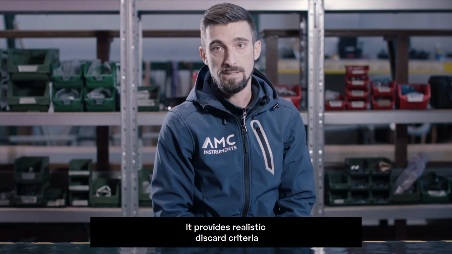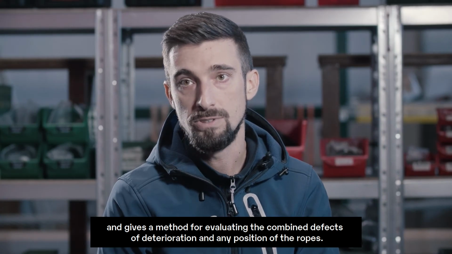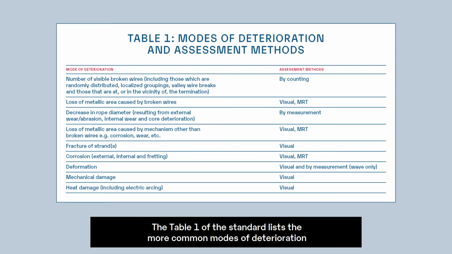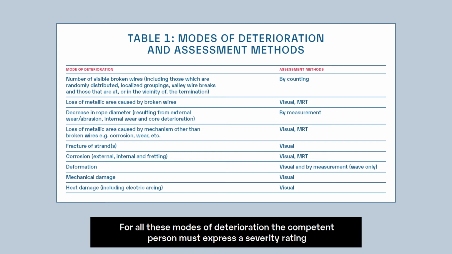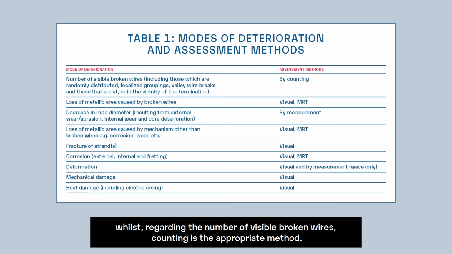It provides realistic discard criteria and gives a method for evaluating the combined effect of deterioration at any position of the rope. Table 1 of the standard lists the more common modes of deterioration and whether each can be readily quantified or needs to be subjectively assessed by the competent person. For all these modes of deterioration, the competent person must express a severity rating, which is the result of the relative assessment method. For example, regarding the reduction in diameter, the measurement is necessary, whilst regarding the number of visible broken wires, counting is the appropriate method.